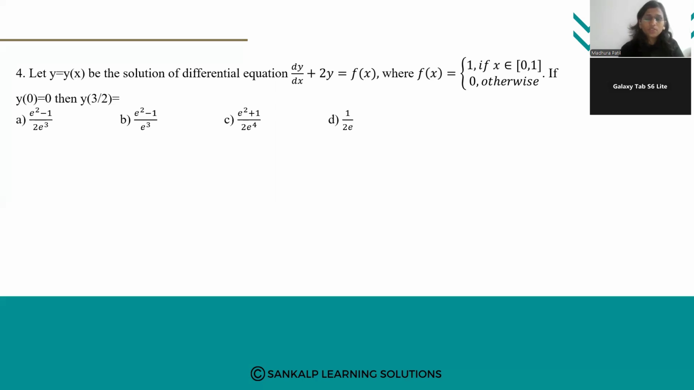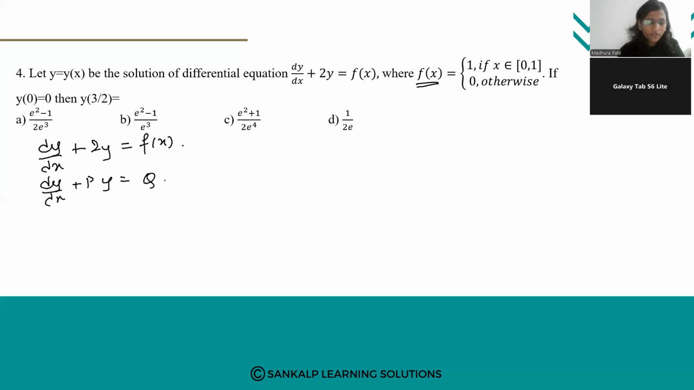Okay. So first we have to find out this f of x. Basically we have to find y equals y of x, that is the solution of your given differential equation. Now the given differential equation is dy by dx plus 2y equals f of x. Now clearly it is in the form of a linear differential equation, that is dy by dx plus Py equals Q, where P is the constant 2 and Q is a function of x.